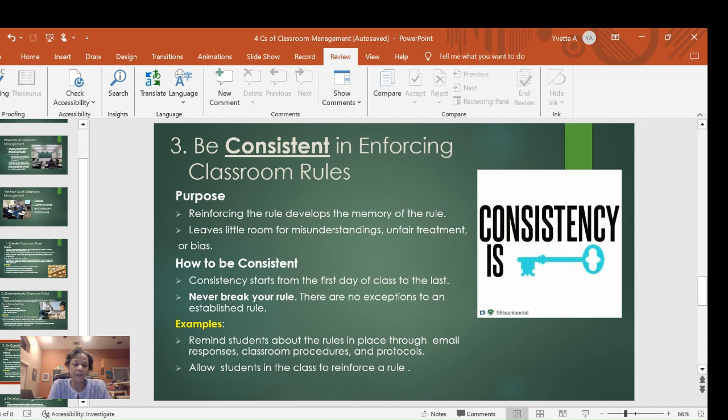I've had students say to me, well, can I just turn this in 2 weeks later? I just want to get the grade. Can I just get the grade? And I always remind them, I'm not breaking my own rule. So there are really no exceptions to an established rule.